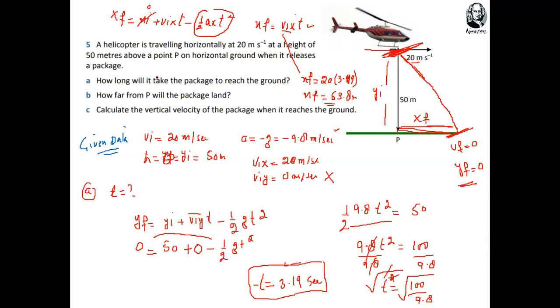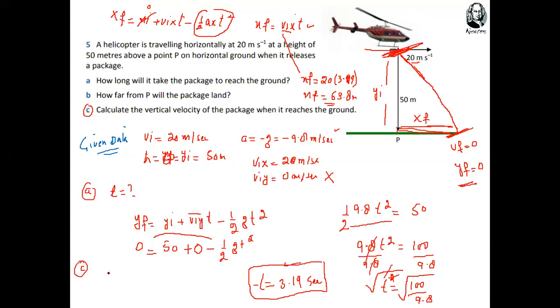Now what about part C? Part C: calculate the vertical velocity. It means the final velocity, but this is the velocity before hitting the ground. When the package reaches the ground the final velocity is 0, but this one is before touching the ground. So we have the final velocity, I will solve here.